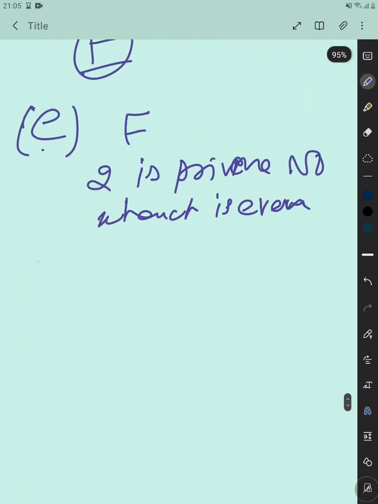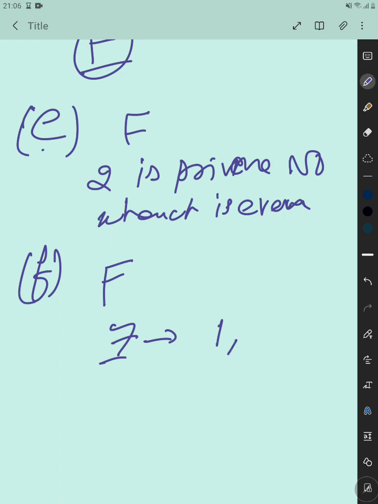Now come to F. So F is: prime numbers do not have any factors. So this is false. Why is it false? Because prime numbers have two factors. Suppose 7 is a prime number, so it has two factors, one is 1 and another is 7. 11 is a prime number and it has factors 1 and 11. So this is false.